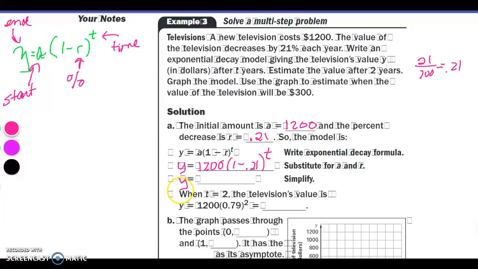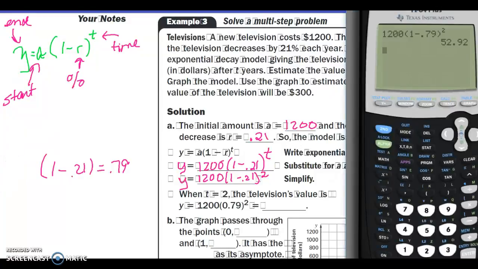So we're going to put y equals 1200 times 1 minus 0.21, or we could simplify that, and 2 years would be to the second power. We could take that 1 minus 0.21 and we could change it to 0.79, and that would be fine. You can do that. You don't have to, but you can. As long as you keep it in parentheses, you don't have to. So then take your calculators and calculate that.